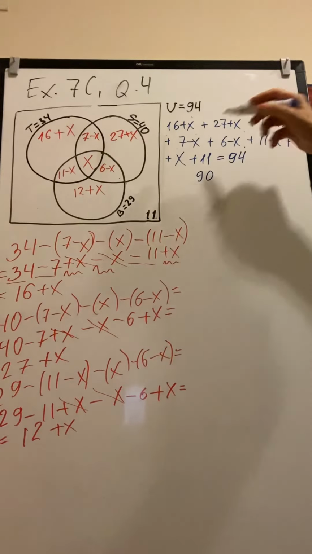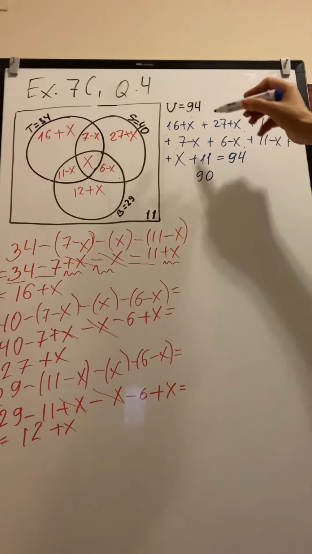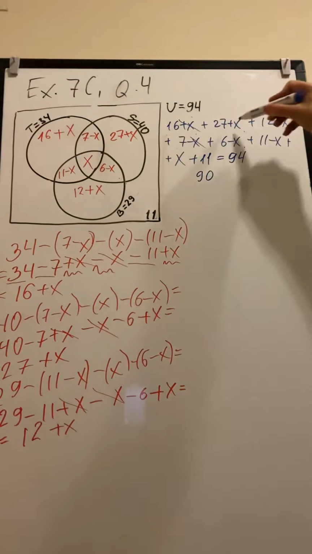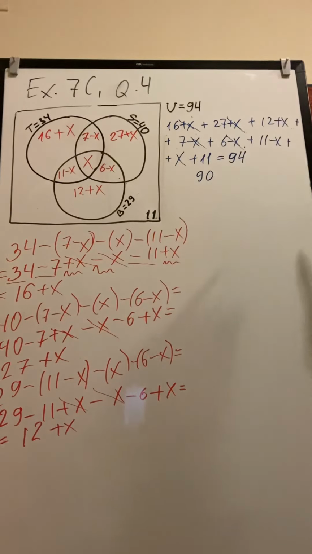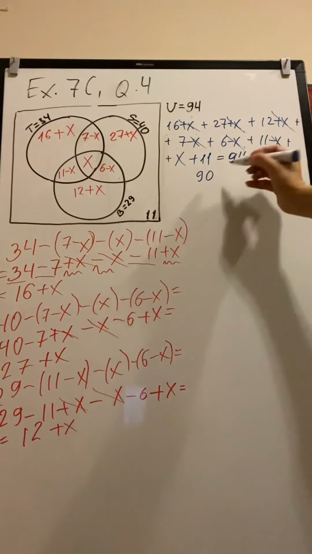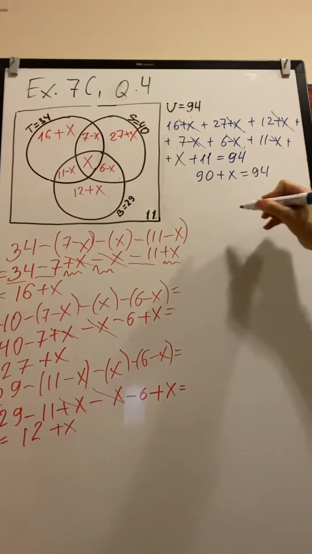The x's, there are so many x's that are positive and negative. Why don't we just try and cancel some of them out, like in pairs? So plus x, negative x, that go away. This one and that one can go away. Those two will balance each other out. And we're left with only this one x here. So 90 plus x equals, well, 94.